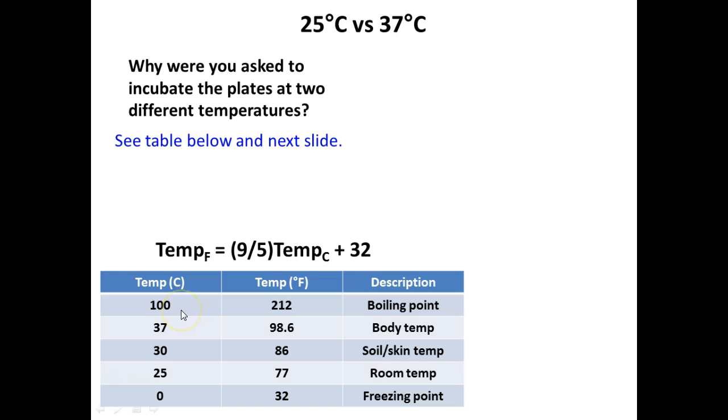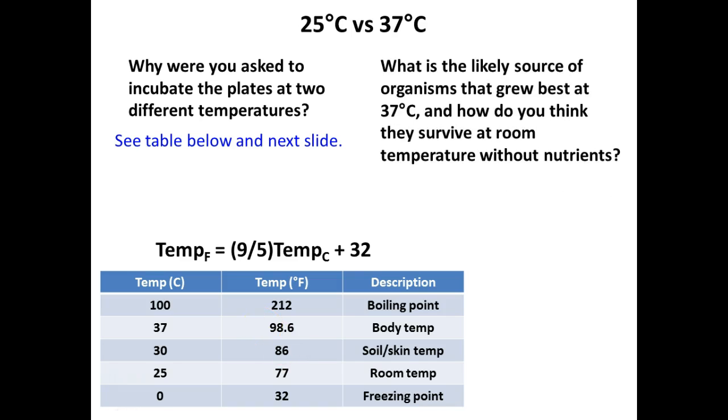The Celsius scale is based on the properties of water. It freezes at 0 degrees Celsius, which is 32 degrees Fahrenheit, and it boils at 100 degrees Celsius, which is 212 degrees Fahrenheit. 30 would represent soil or skin temperature, right? It's about 86 Fahrenheit. What's the likely source of the organisms that grow best at 37? Us, people, right?